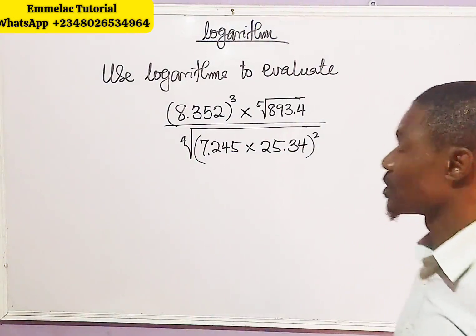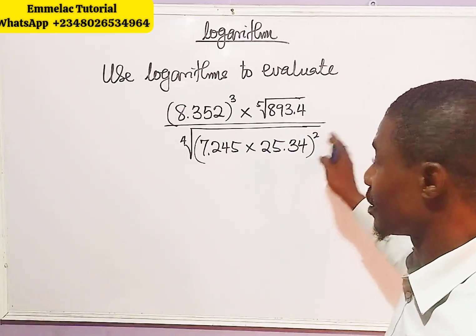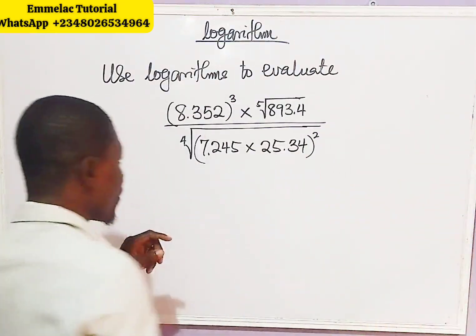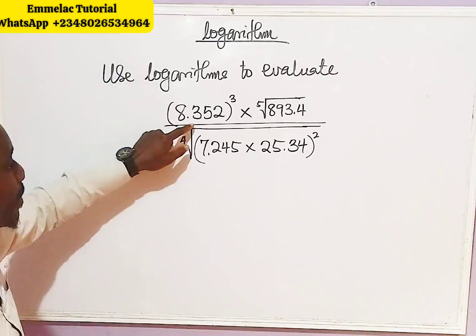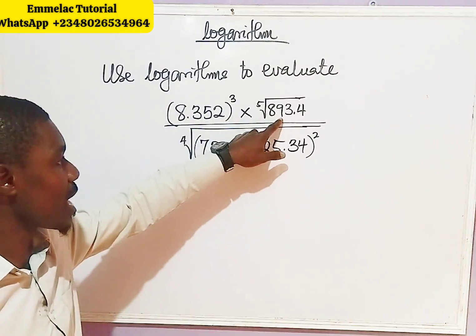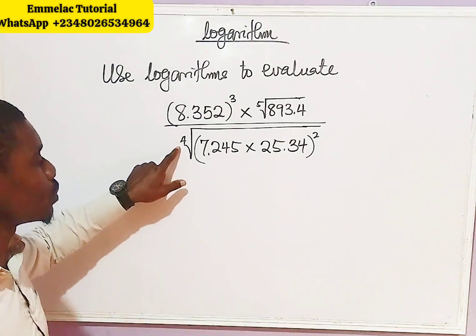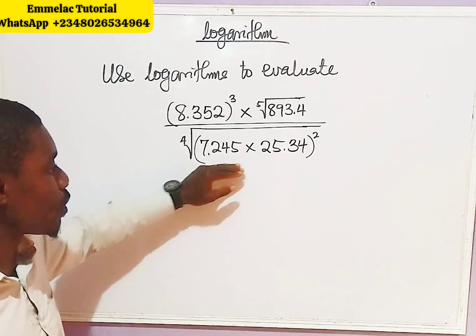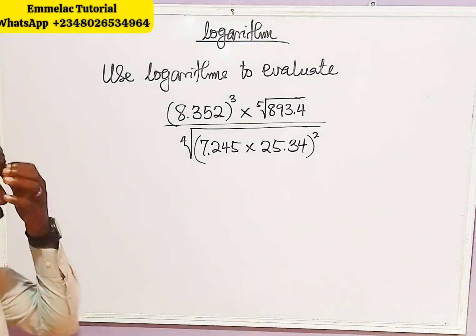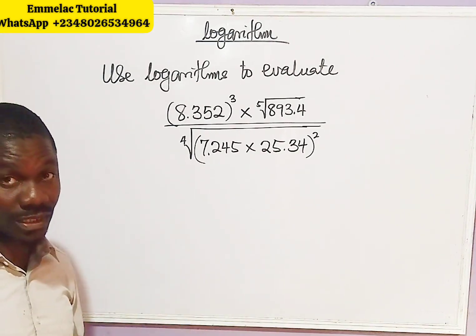Now before us is this beautiful logarithm question, and it says use logarithms to evaluate, and here we have in bracket 8.352 to the power of 3 times the fifth root of 893.4 all over the fourth root of the product of these numbers raised to the power of 2. Okay, so it means we'll be making use of the logarithm table.